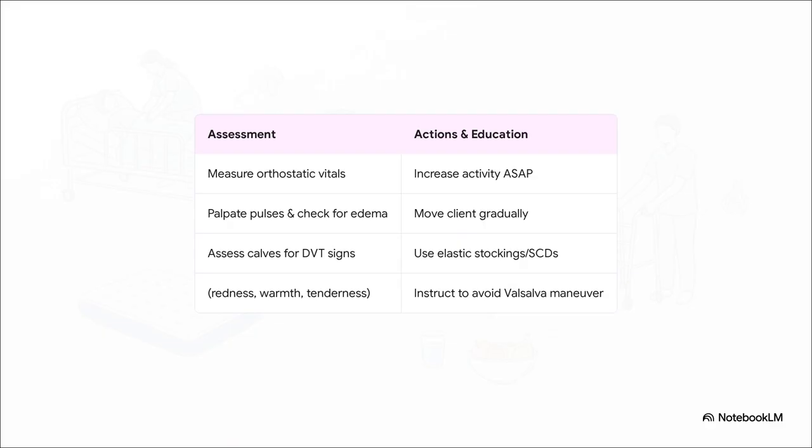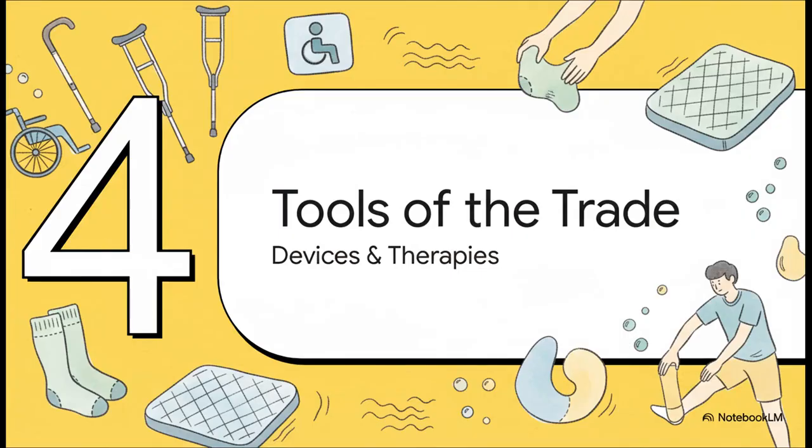We teach patients to avoid crossing their legs or putting pillows right under their knees. Why? Because it can literally kink the veins like a garden hose and block blood flow. And never, ever massage a warm, tender calf. If there's a clot in there, you could break it loose. So, we know what to do.